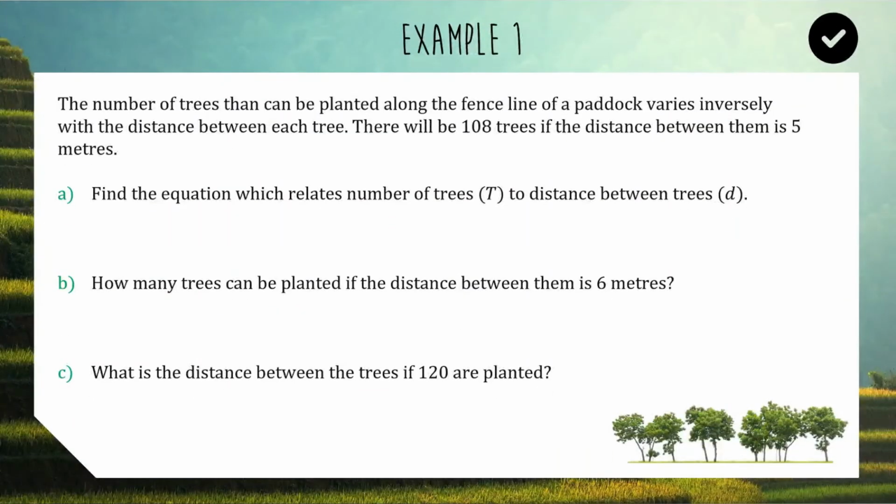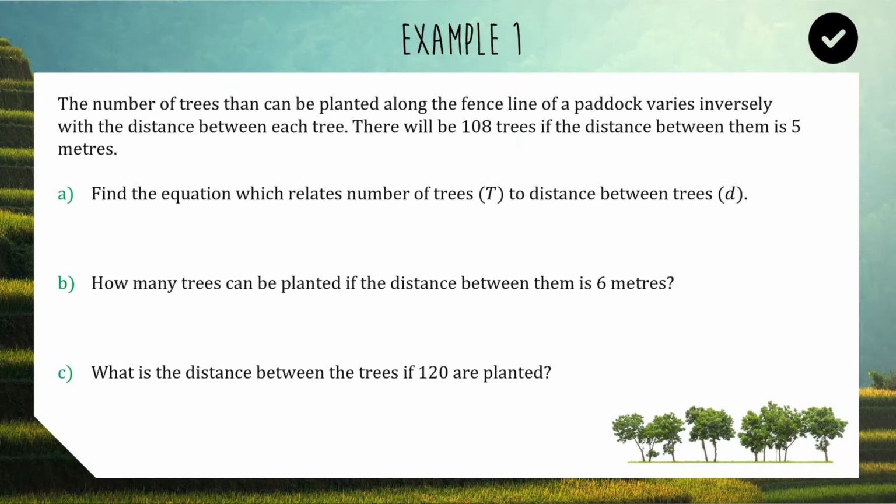All right, here's our first one. We have the number of trees that can be planted along the fence line of a paddock. That is varying inversely with the distance between each tree. As the distance between the trees increases, you've got less room, so the number of trees you can plant is going to decrease. This is an inverse variation. The question says, when there's 108 trees, there's a 5-meter distance between them, okay?